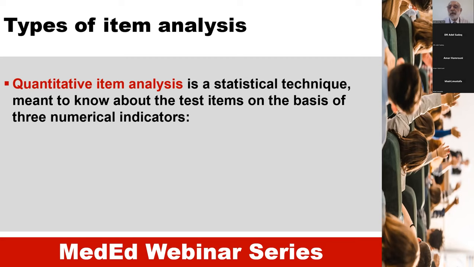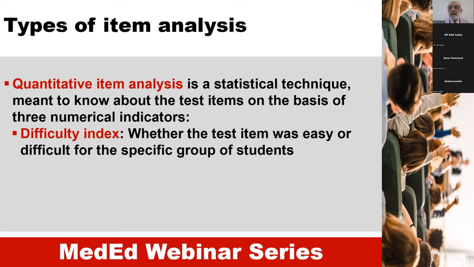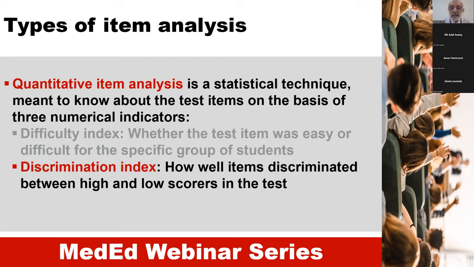Which we will be going into detail after this. And it is a statistical technique. It's meant to know about the test items on the basis of three numerical indicators. The first one is difficulty index, and here, whether the test item was easy or difficult for the specific group of students. Second, discrimination index, which means how well the items discriminated between high and low scorers in the test.